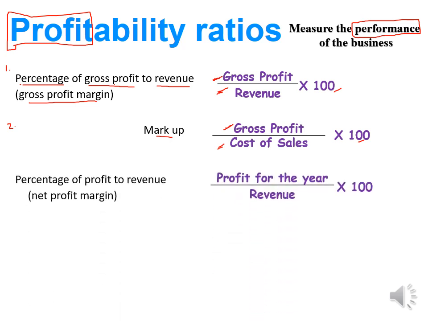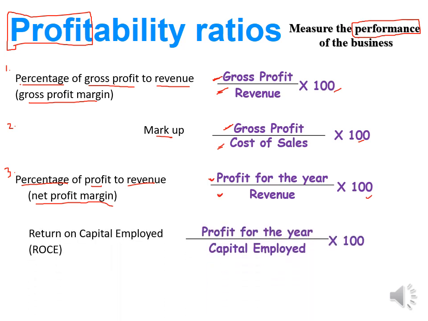The third formula is percentage of profit to revenue. Same thing, it's similar. So percentage of profit to revenue means profit for the year over revenue, and then we times 100. Sometimes the question will label this as net profit margin or profit margin. They can call this profit margin or net profit margin: profit for the year over sales or revenue.